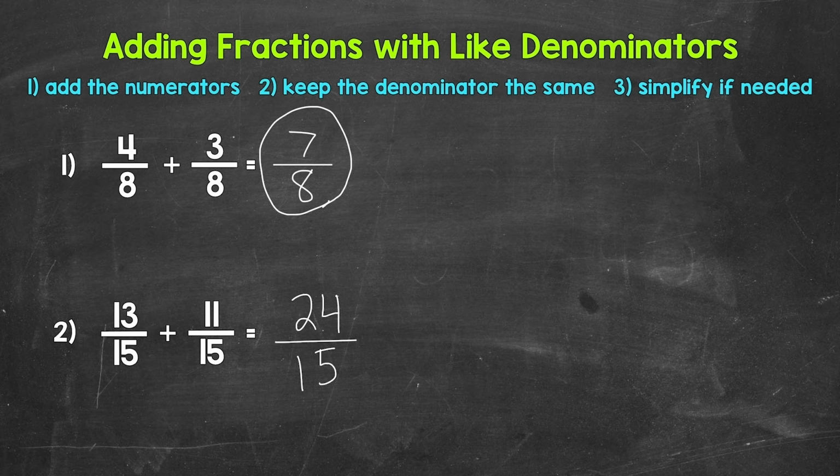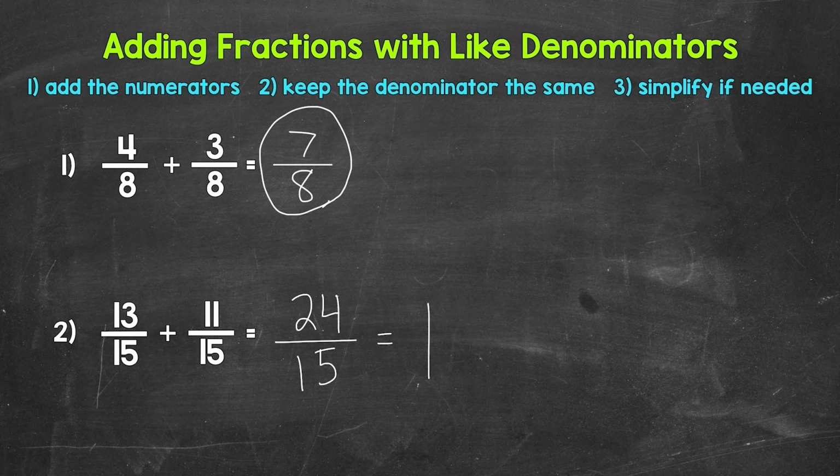We have more than one whole here. So let's convert this to a mixed number. Remember, we do that by dividing the numerator by the denominator, the top divided by the bottom. So 24 divided by 15. How many 15s in 24? Well, 1 whole 15. So that's our whole number of our mixed number.